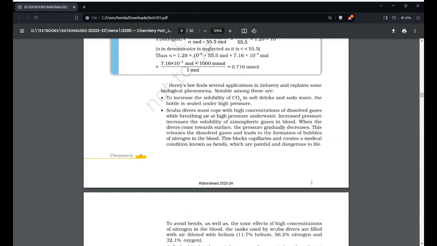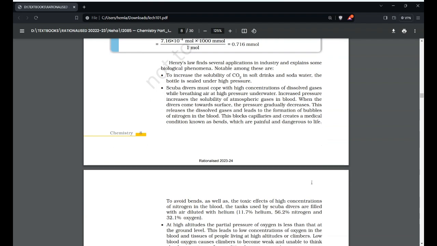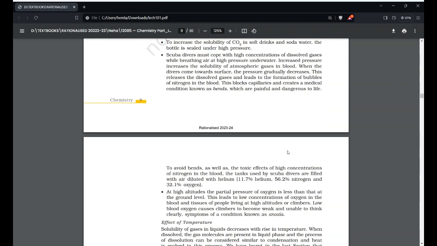ओके, सो वी हैव एप्लीकेशंस ऑफ हेनरीज लॉ. इसका आया था हमें 4 मार्कर, और 3 मार्कर एंड 2 मार्कर. सो आई नो दिस इज़ अ वेरी इंपॉर्टेंट पार्ट. अगर इतनी बार एग्जाम में पूछा है तो ऑफ कोर्स इट इज़ इम्पॉर्टेंट. Also this part, mostly the scuba divers thing.